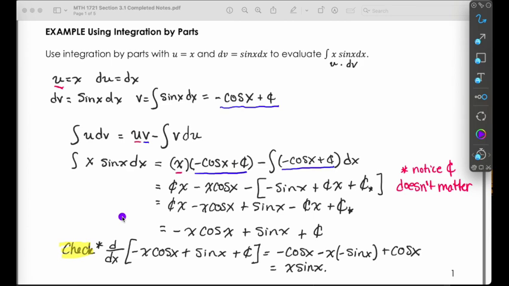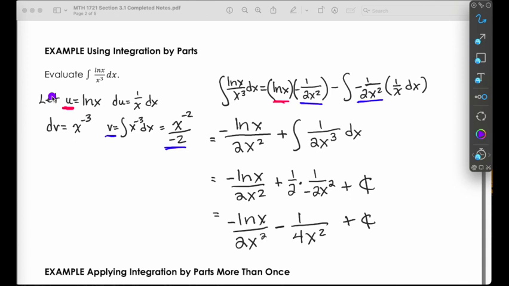Our next example of integration by parts, we're going to evaluate the integral of the natural log of x over x to the third dx. Now, in this example, the author of the question did not indicate what we should let u and dv be equal to. So we're going to have to take an educated guess.